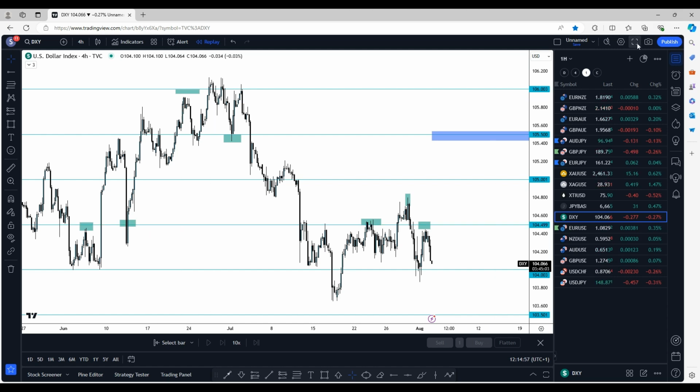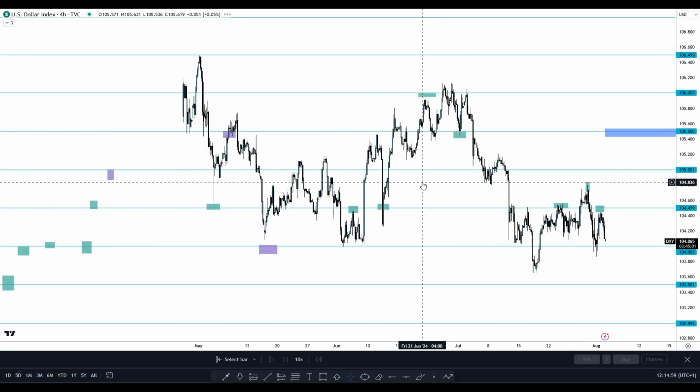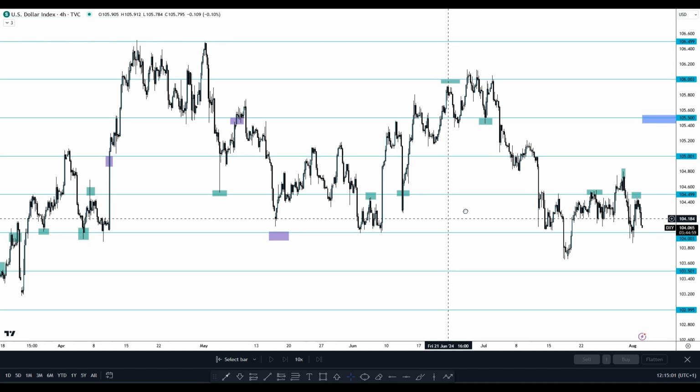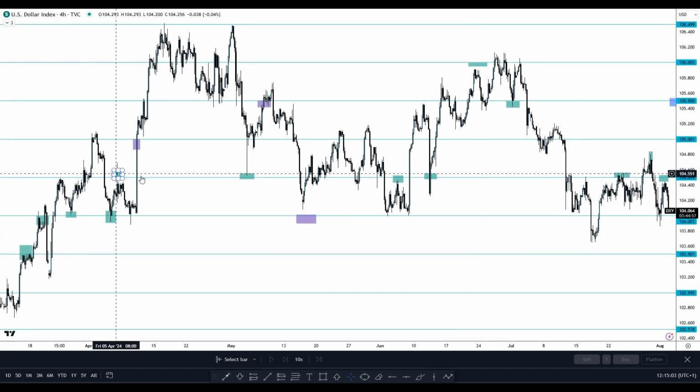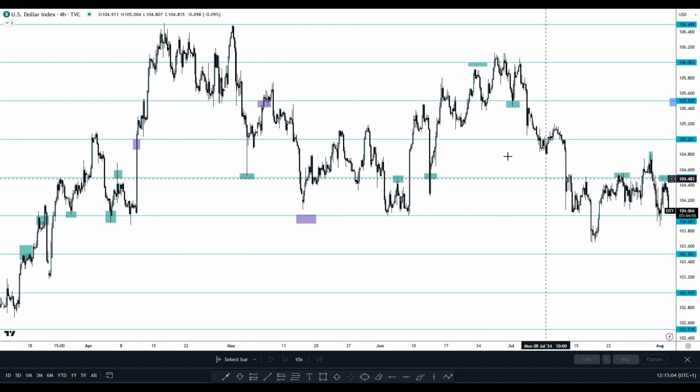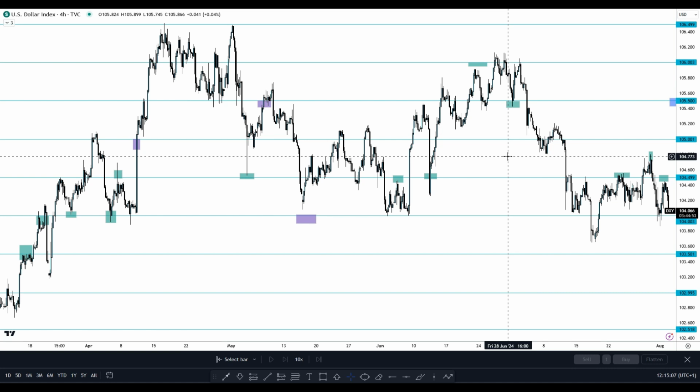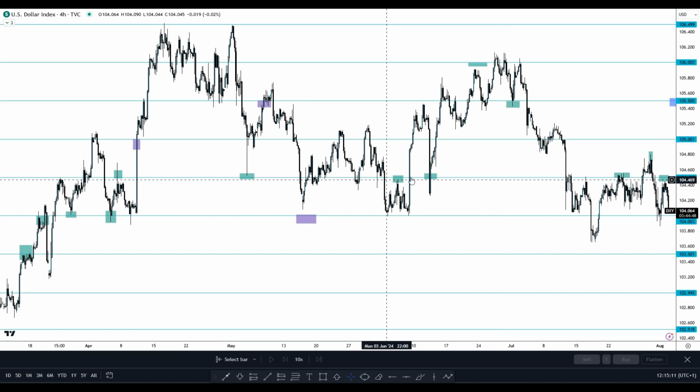So first of all, let's just look at the dollar index on a full screen kind of outlook. These areas that are marked with the green and purple zones are zones that I have previously analysed and taken. So you can see that the accuracy is quite good.